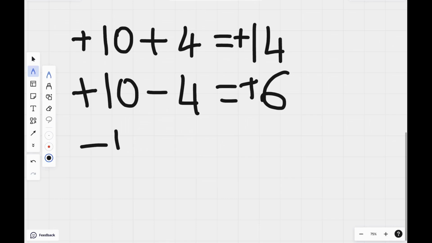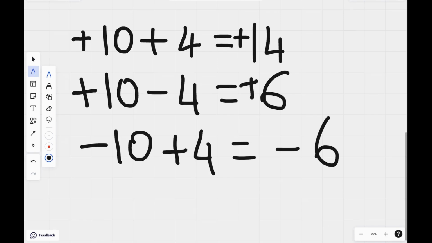So if I have minus 10 plus 4, what will I get? Minus 6, because the larger number has a negative sign. So the first thing you look at is you have two numbers, both of different signs. When the signs are different, you don't add them, you do the opposite, subtract them. And then you give the sign of the largest number.